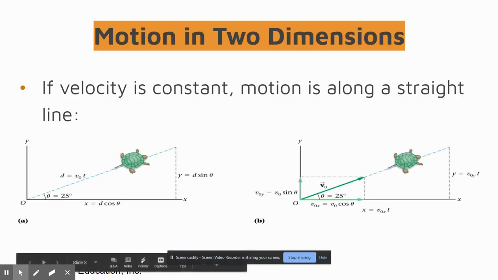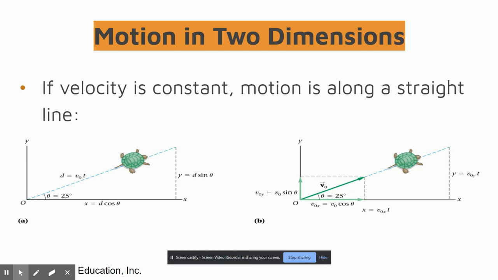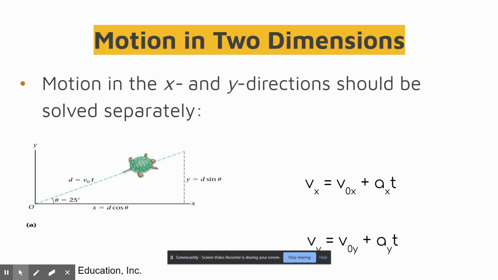And the first place I want to start is with velocity. So when velocity is constant, the motion is considered to be along a straight line. However, that motion, if it is in a straight line and there's an angle, is going to have both an x and a y component. And this is something we can solve separately.